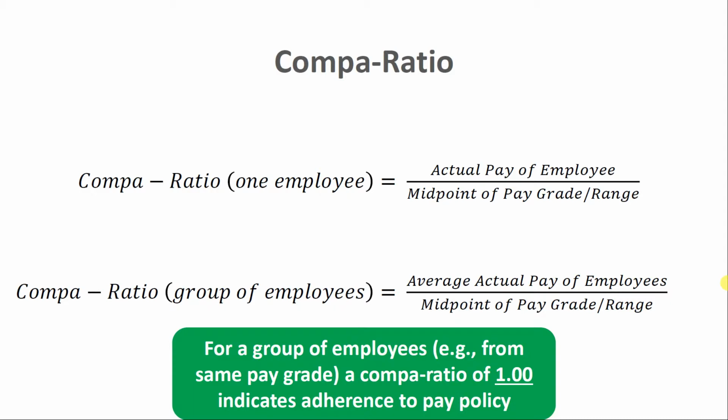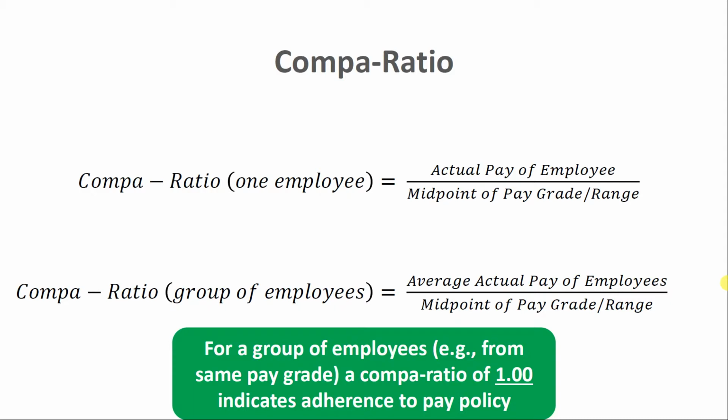Now, how do we interpret a compa-ratio? Well, if you multiply this ratio by 100, you get a percentage, or you can leave it as a proportion. It's really up to you. So if we're thinking about it from a proportion standpoint, so a compa-ratio in its raw form here, meaning it hasn't been converted to a percentage, for a group of employees, a compa-ratio of 1 would indicate adherence to a pay policy, presumably, because that would mean that on average, we're paying at the midpoint of that pay grade or range. We're not seeing drift there.